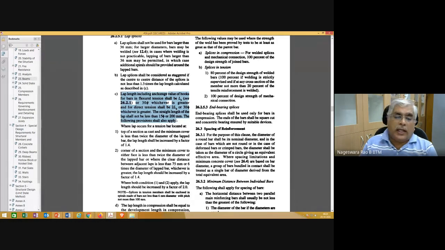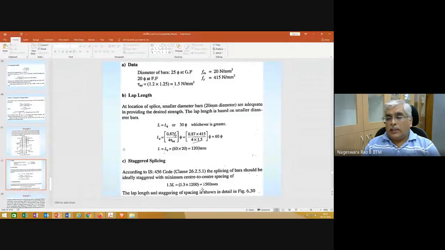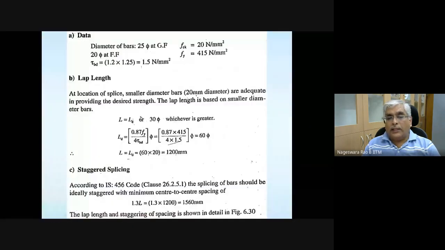Here, please note that this rebar is under compression as well as flexion. So that's why lap length shall be Ld or 30 times the diameter of the bar, whichever is greater. That is what is taken. Okay, it is taken from here. So that is the lap length.